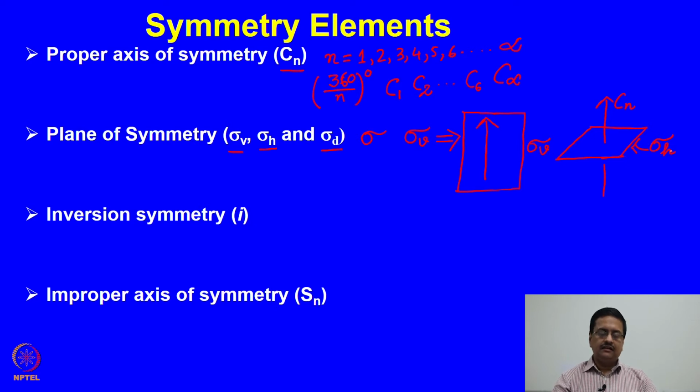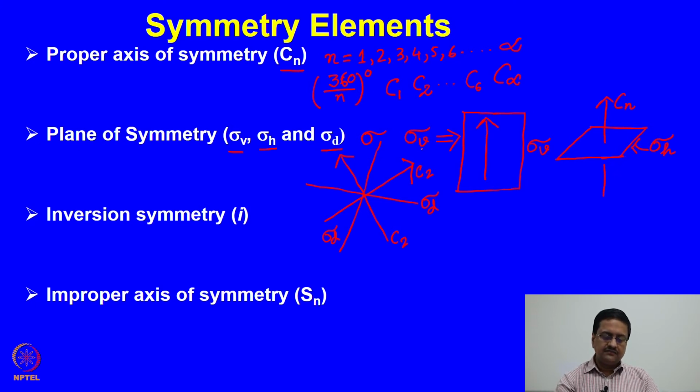And sigma d is the diagonal plane, or the mirror plane passing through the point of intersection of two-fold axes. So, if you have a two-fold axis passing like that, and you have another twofold axis passing through the molecule like this, both are C2s. Then the mirror planes that are generated in between these axes are called sigma d, or sigma diagonal.